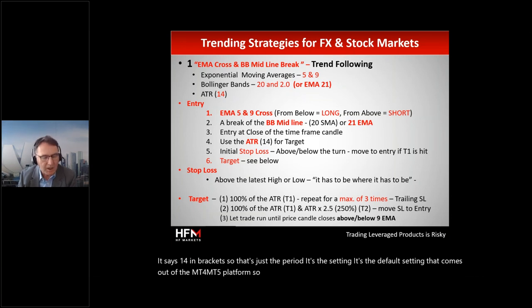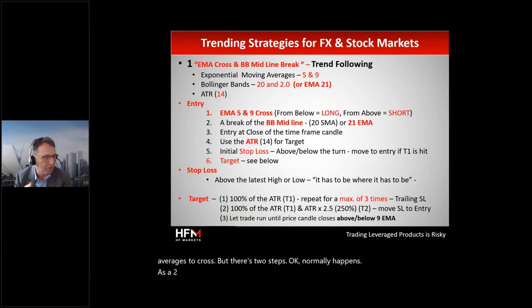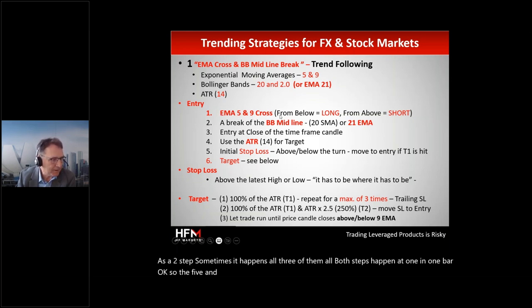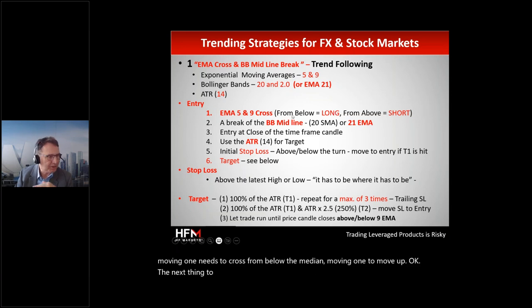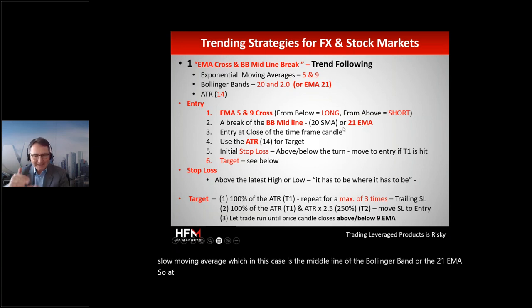So to make a trade, you need these three moving averages to cross, but there's two steps, okay? Normally it happens as a two-step. Sometimes all three happen, both steps in one bar, okay? So the 5 and the 9 need to cross. If we're going to go long, the 5, the fast moving one, needs to cross from below the medium moving one to move up, okay? The next thing that happens to take the trade is the candle then needs to break the slow moving average, which in this case is the midline of the Bollinger Band or the 21 EMA. So at this point, the price is above all three moving averages, the 5, the 9, and the 21. That's your long trade.